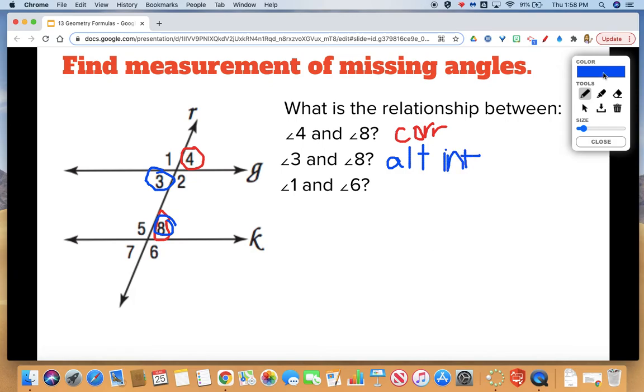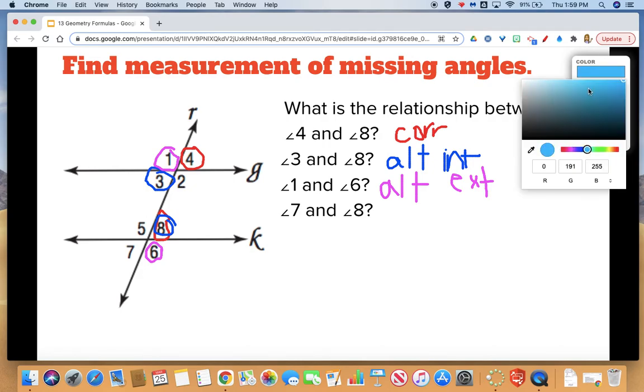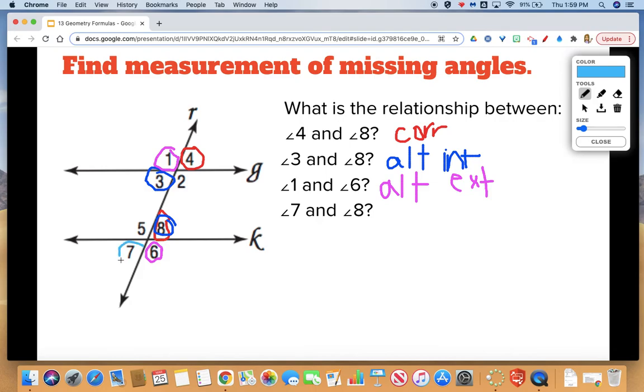What about 1 and 6? 1 is here, 6 is here. They're on the alternate sides, exterior of the parallel lines. So that would be an alternate exterior relationship. 7 and 8. 7 and 8 are directly vertical to one another, so that would be a vertical relationship.